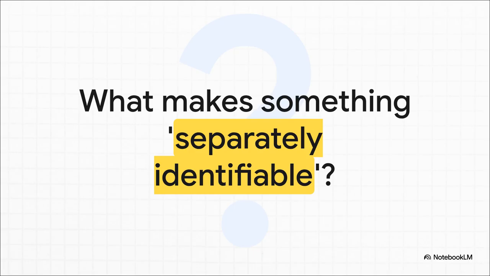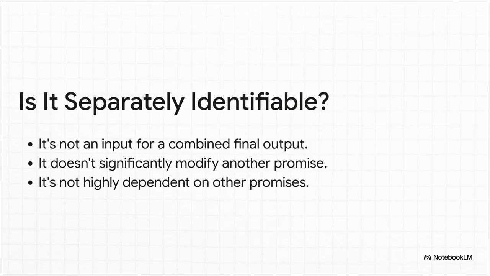That whole machine example really hinges on that second test, being separately identifiable. So what are the red flags we should be looking for? What are the signs that two promises are really just components of one larger promise? The standard actually gives us three key indicators. You just have to ask yourself, is this item just an input to create some combined final output? Does it significantly modify or customize another item in the contract? And are these promises highly dependent on each other? If you can answer no to these questions, chances are your promise is distinct.